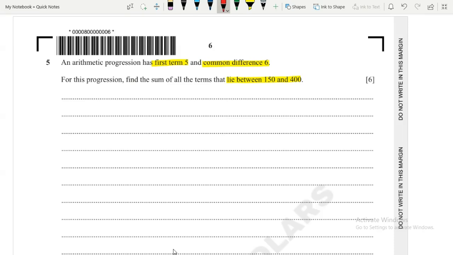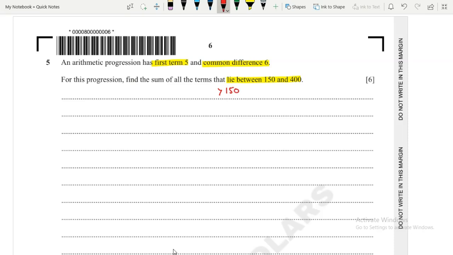Then we will find the sum from the first term to the term that is greater than 150, and we will do the same for the term that is less than 400, and then we will subtract those two sums so we get the sum between these two ranges. Okay, so I hope you understand. Let's work this out as well. So first of all, let's find the term that is greater than 150.